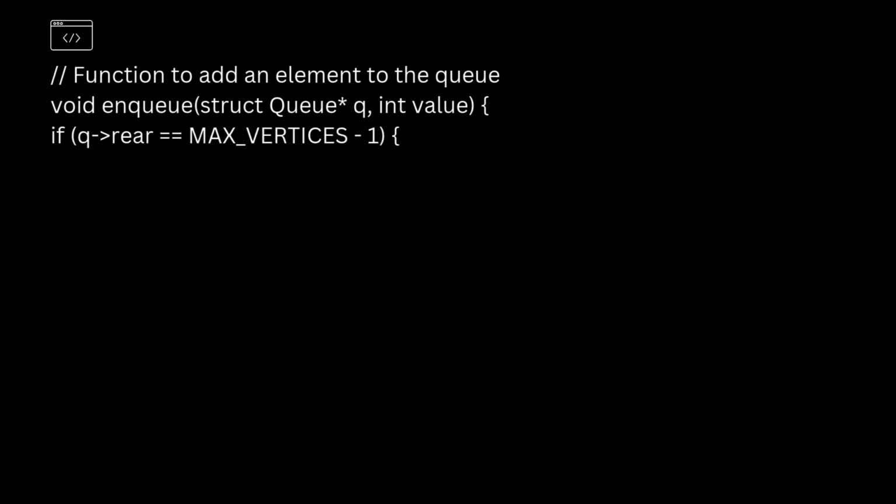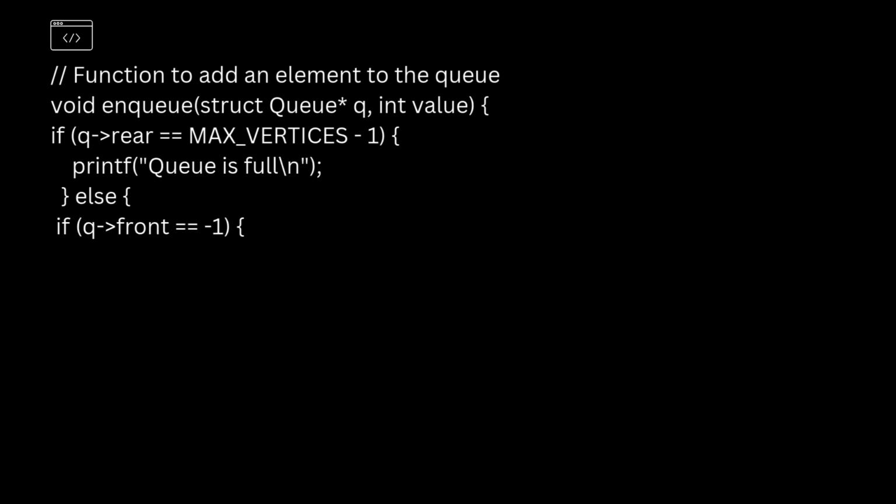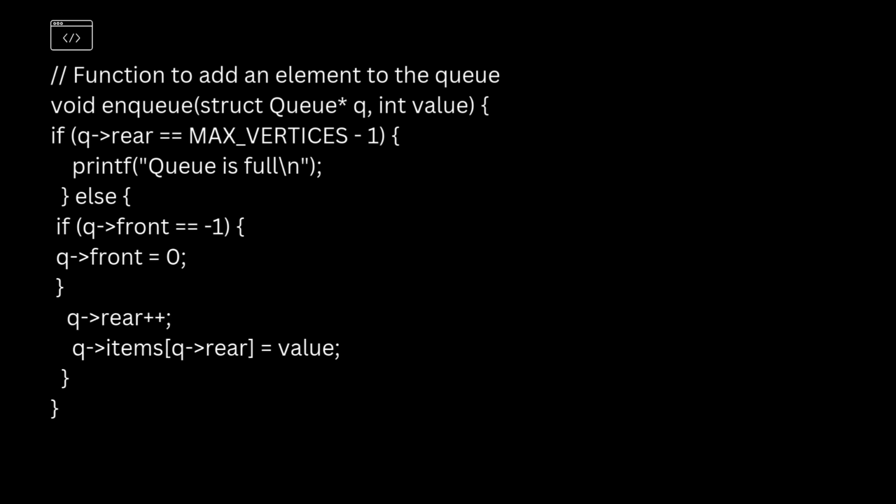Now perform enqueue operation. The function enqueue adds an element, that is value, to the queue. If the queue is full, that is rear is equal to MAX_VERTICES - 1, it prints an error message. If the queue is empty, that is front is equal to -1, it sets front equal to 0 to initialize the front pointer. The rear++ increments the rear pointer and the value is added to the position rear in the same items array.